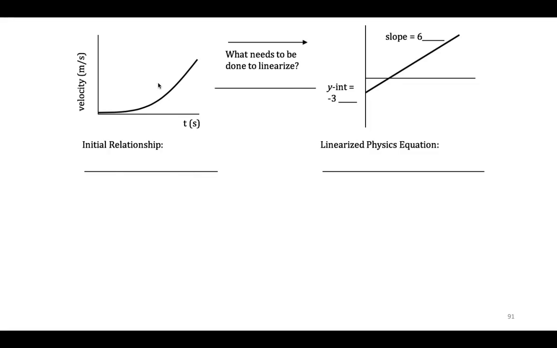So looking at page 38, you're given a velocity-time graph, and we want to determine what kind of relationship this is. How would you describe this relationship? I would describe it as quadratic, so write that one down. When it's quadratic, what needs to be done to linearize your data? You need to square whatever's on your x-axis, so in this case, I need to square the time. So if I square the time, I need to relabel my axes over here.